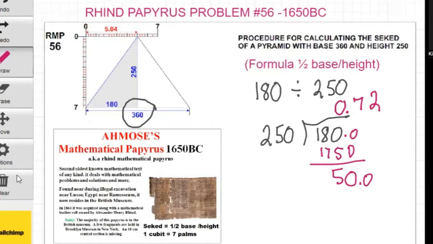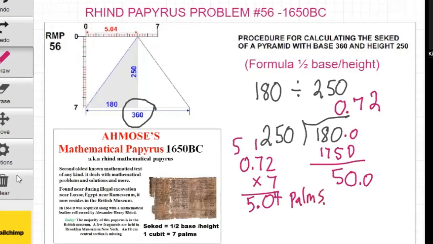Now we're not done, because remember, this just gives us cubits, but we want to find out what the palms is, and we have to multiply it by 7. So let's do that. We have 0.72, multiplied by 7. 7 times 2 is 14. 7 times 7 is 49, plus 1 is 50. And 7 times 0 is 0. Bring the 5 down, and we count our decimal spaces. That's 2, so our decimal should be right here. So we have 5.04 palms. And that's how that's done.